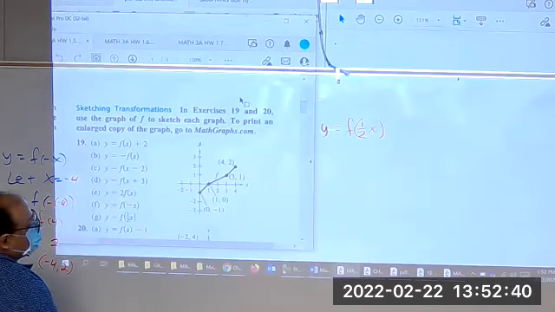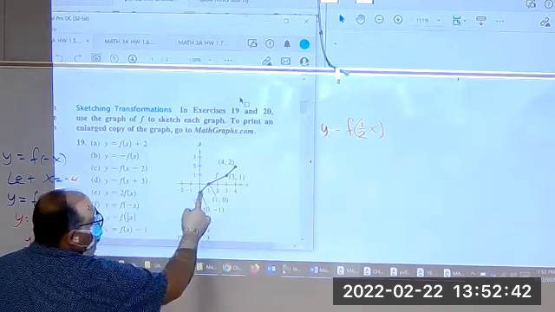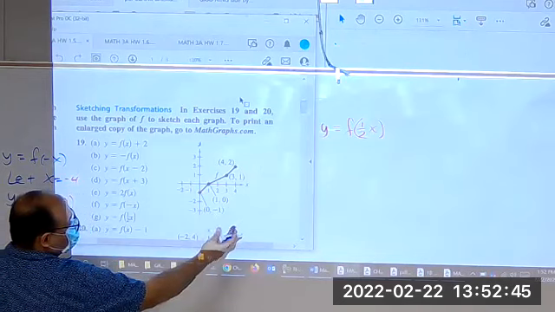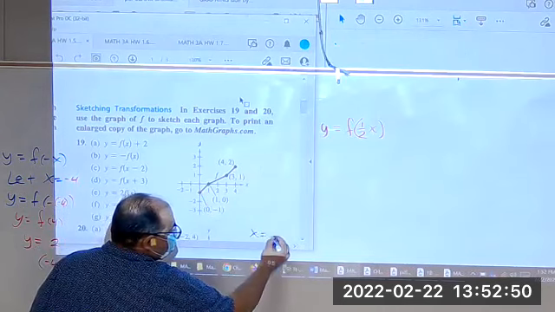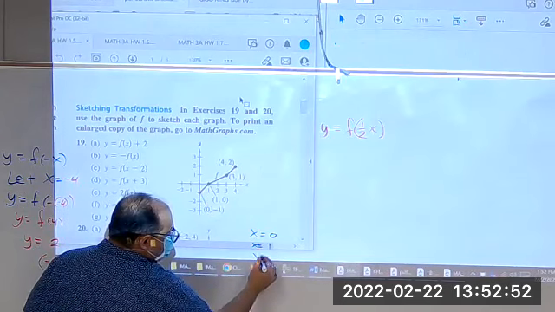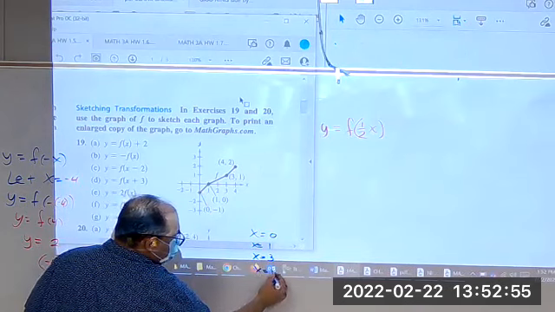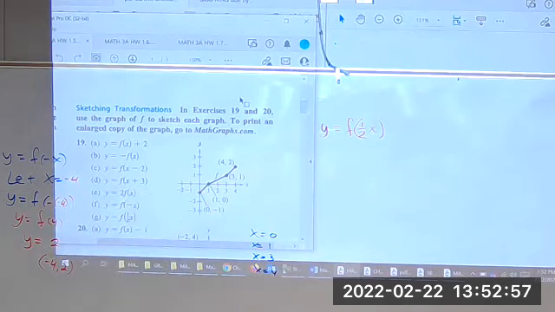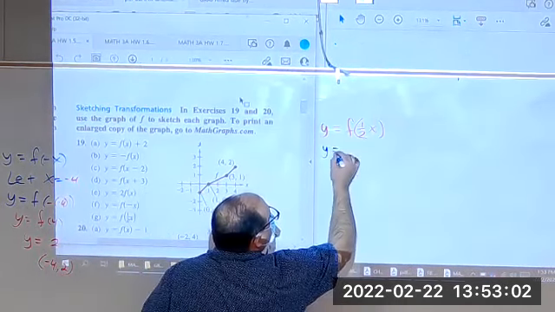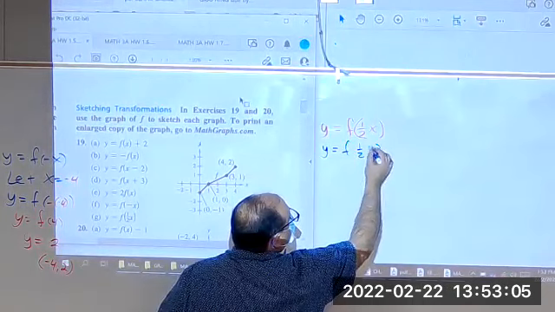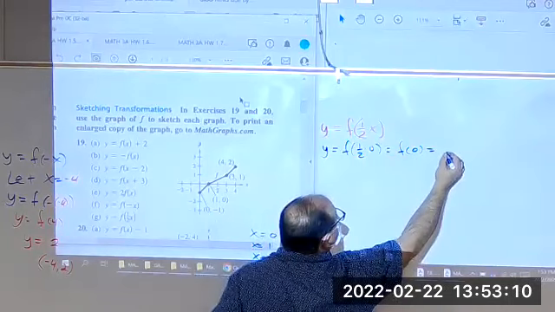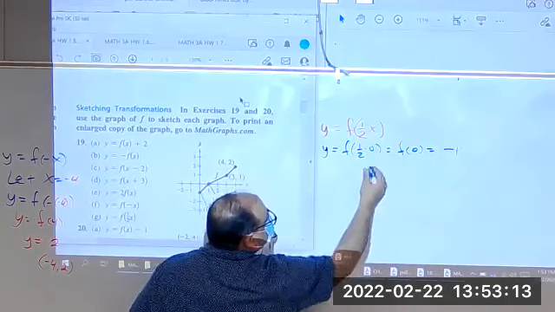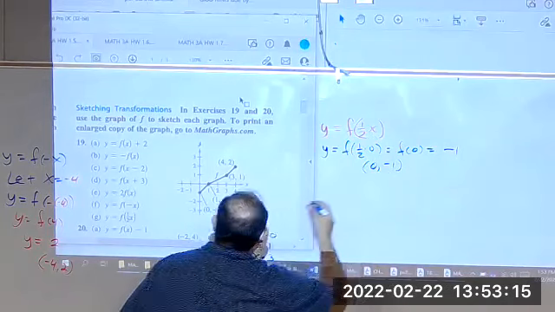Again, the only numbers that we know of, the only things we can plug in and get y is 0, 1, 3, and a 4. Well, if I plug in 0, it's going to behave like 0. y equals f of 1/2 times 0 is f of 0, and we get negative 1. So when you plug 0 in for x, we get negative 1 for y.